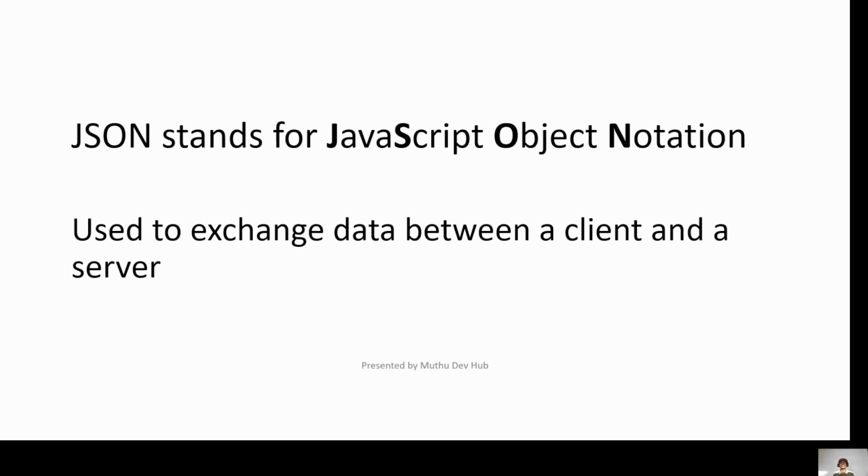First of all, we need to know what is JSON. JSON stands for JavaScript Object Notation. JSON is a simple text format used to store and exchange data between a client and a server. Most modern APIs use JSON because it is easy to read and easy to work with.